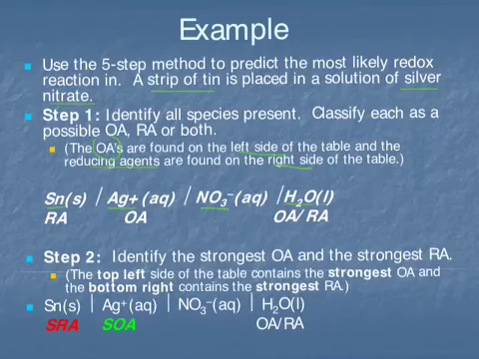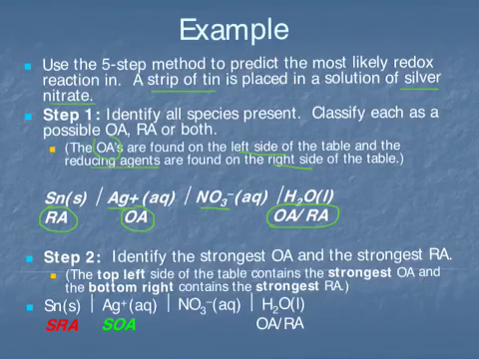We find solid tin on the right-hand side of the table, so it's a reducing agent. We find silver ions on the left-hand side, so it's an oxidizing agent. And we find the presence of water on both the left-hand side and the right-hand side, so water is both an oxidizing agent and a reducing agent.